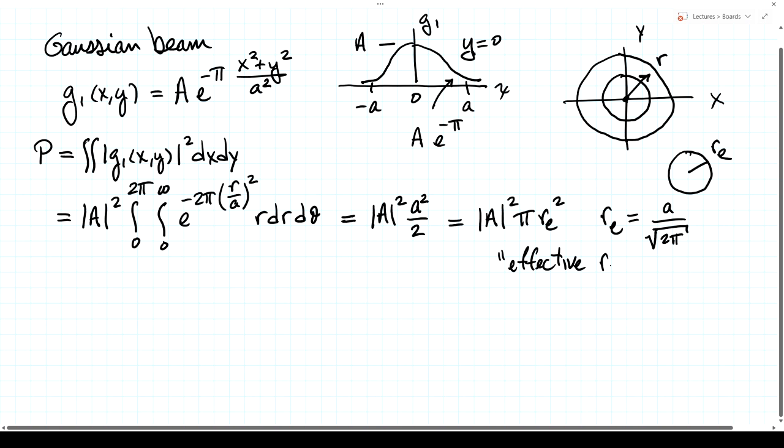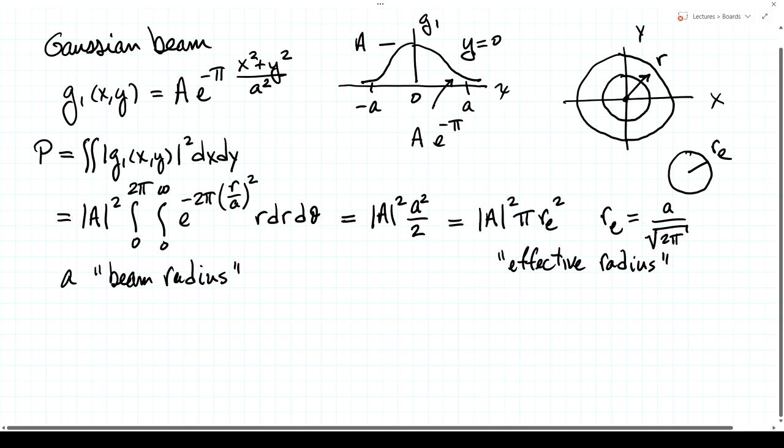But for simplicity, we're just going to call A the beam radius. And then if we want this equivalence of power idea, we just divide that by the square root of 2 pi.